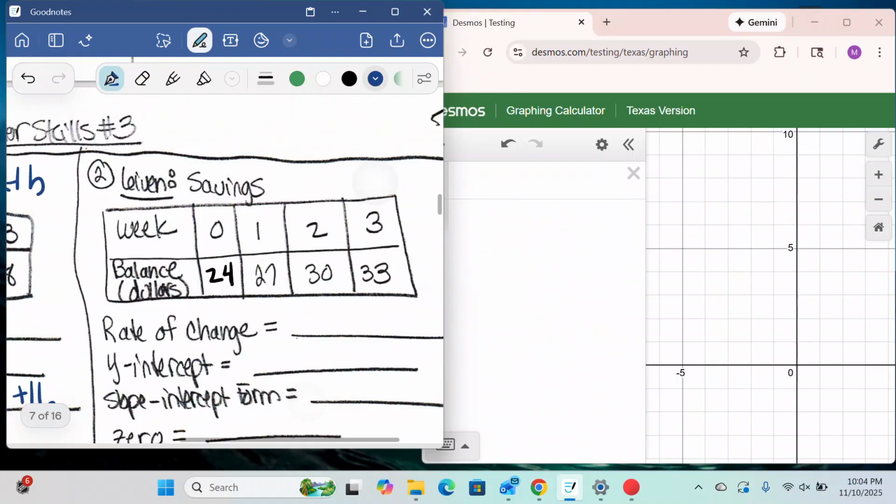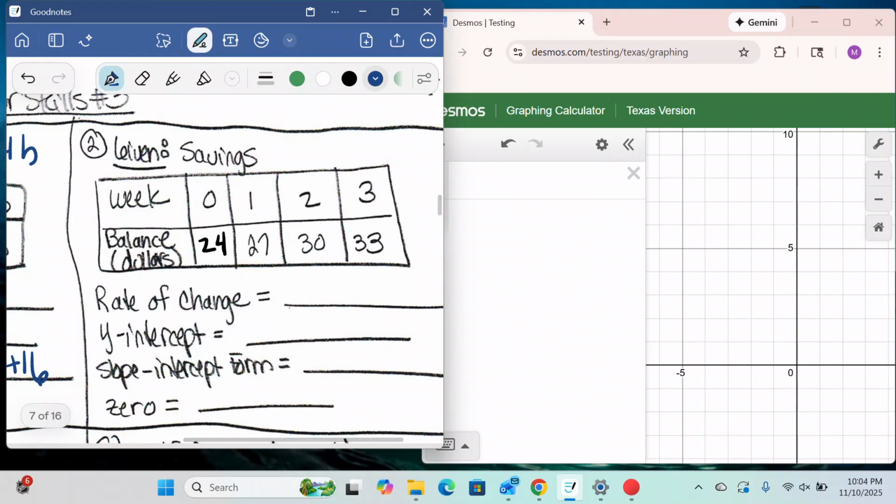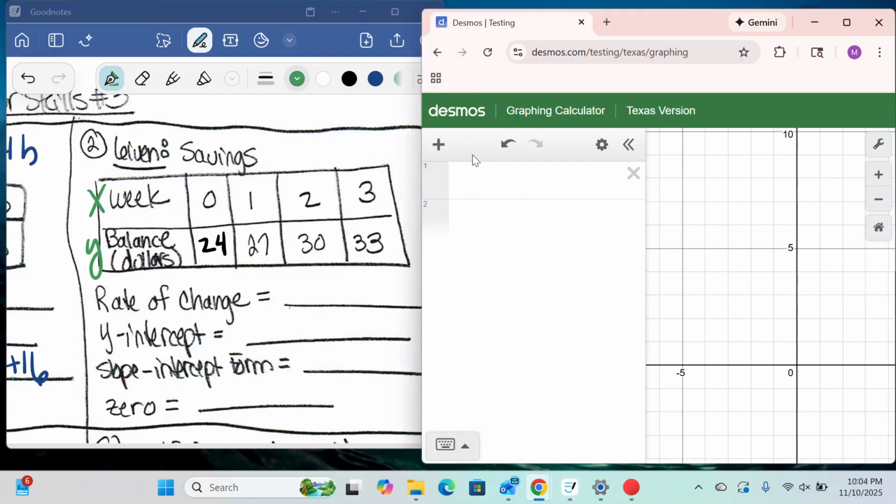Let's go ahead and move on to number 2. Number 2, we have another table. Once again, we have to identify this, and of course, if you want to try it out by yourselves first, you can pause the video and see if you got the same answers. Once again, the week is the x, and our balance is the y. So we're going to do the table again, and we're going to find the rate of change, y-intercept, slope-intercept form, and zero.